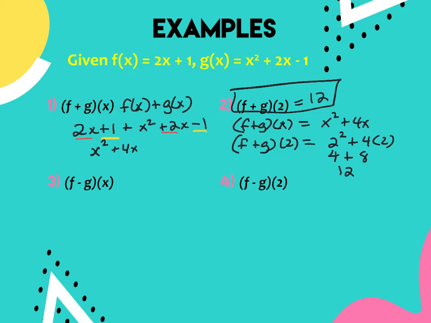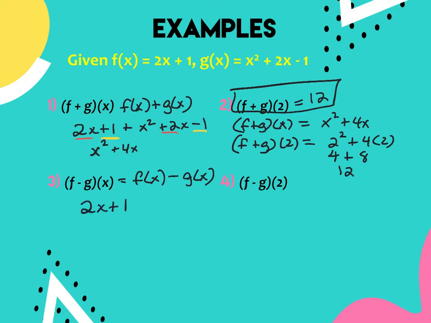If they weren't combined, if they weren't given like number 1 and then you're asked to answer number 2, you would have to go back and combine them first and then plug in the 2. Now on number 3, we're going to subtract them. Essentially what this means is f of x minus the entire g of x function. So your f of x function again is 2x plus 1.